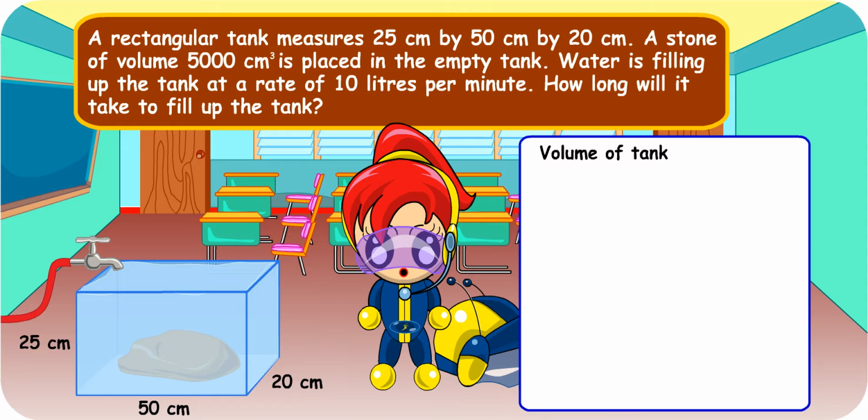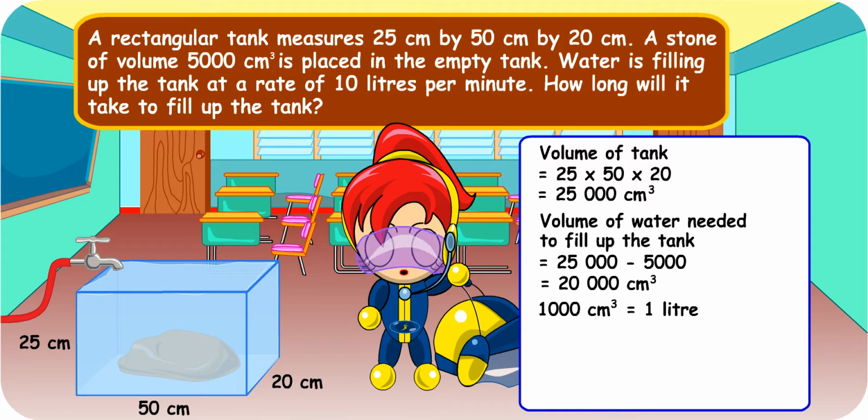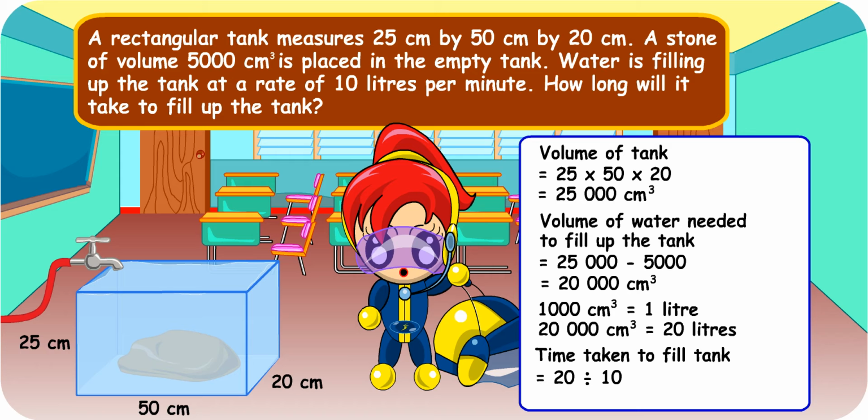The volume of the tank is 25 centimeters times 50 centimeters times 20 centimeters, which is 25,000 cubic centimeters. As the volume of the stone is 5,000 cubic centimeters, the volume of water needed to fill up the tank is 25,000 cubic centimeters minus 5,000 cubic centimeters, which is 20,000 cubic centimeters. Since 1,000 cubic centimeters equals 1 liter, 20,000 cubic centimeters is 20 liters. It will take 20 divided by 10, which is 2 minutes to fill up the tank.